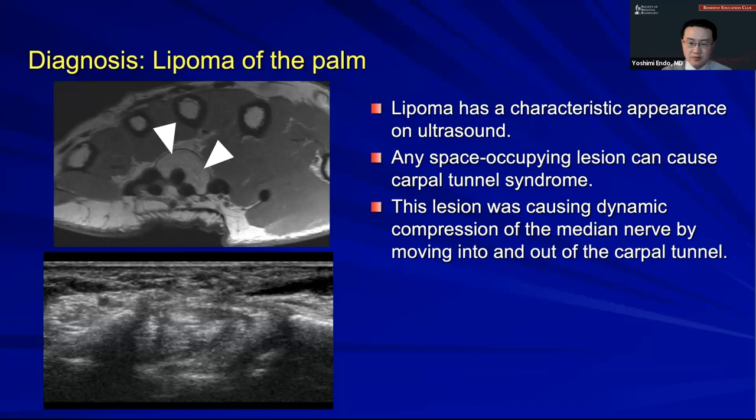But if there were a space occupying lesion, whether it's benign, like a lipoma, or something malignant, it can potentially cause carpal tunnel syndrome. And I thought this was a really neat case because it was causing dynamic compression of the median nerve, by moving into and out of the carpal tunnel, depending upon the position of the wrist.